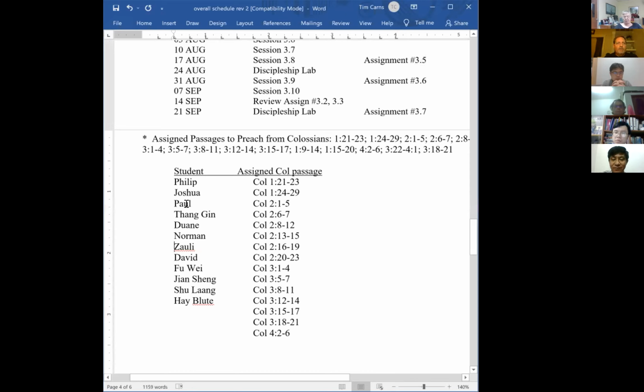Now, I think I caught everyone. Oh, yes, I think everyone's here. If I misspelled your name, I'm sorry. Please let me know, I will fix that. But if you don't see your name here, either you who are with us or if you're watching the recording, let me know, and I'll give you one. There's a few extra passages left over here that I can give you.